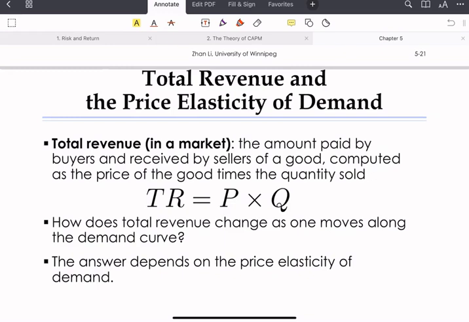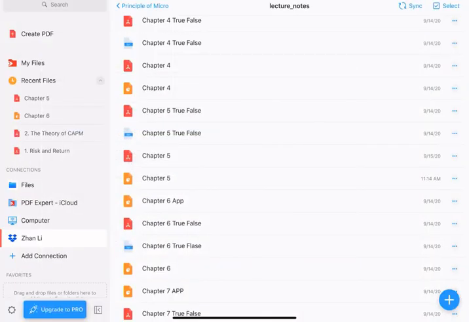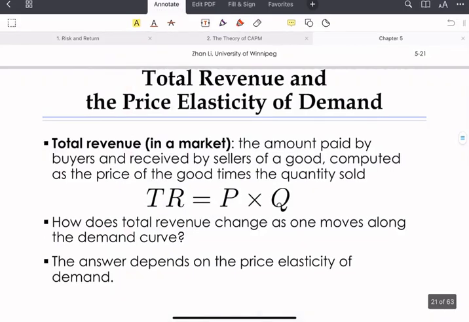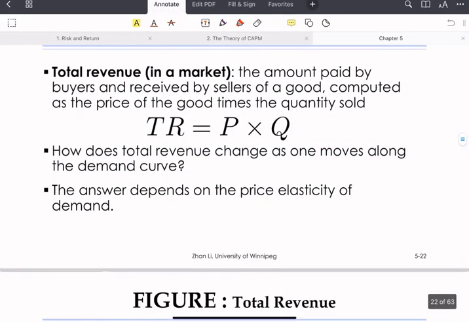So after defining total revenue, now our question is how this total revenue will change if we change price. And you will see that this answer is actually related to the price elasticity of demand.